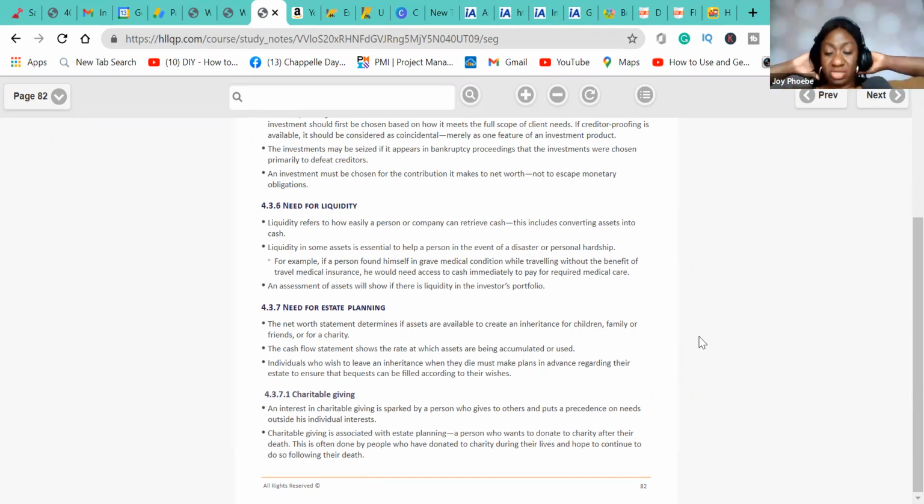Yeah. Okay, charitable giving. Well, an interest in charitable giving is sparked by a person who gives to others and puts a precedence on the needs outside their own individual interests. So charitable giving is associated with estate planning. A person who wants to donate to charity after their death, this is often done by people who have donated to their charity during their lifetime, and they hope to continue to do so even following their death.